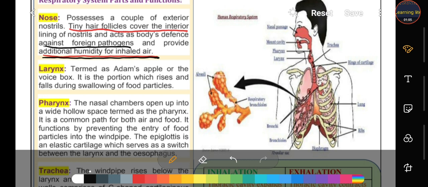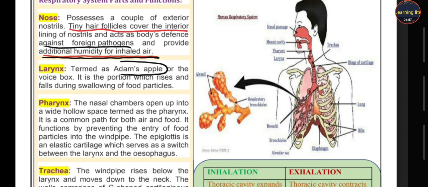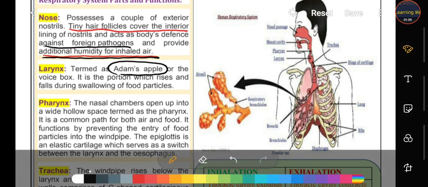Students, what is the larynx? We also call the larynx the Adam's apple or voice box. This portion rises and falls during swallowing of food particles. Students, whenever we swallow or eat any food item and touch our neck, then this portion rises. And whenever we speak loudly or slowly, then also the Adam's apple vibrates. It is also known as the voice box.